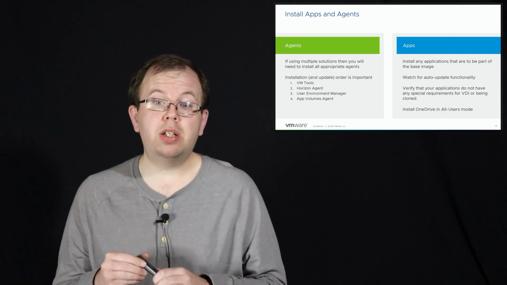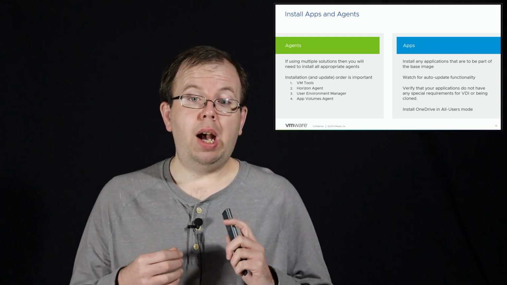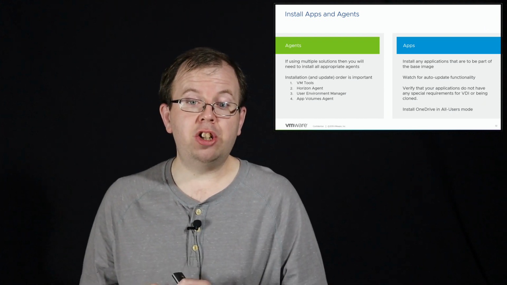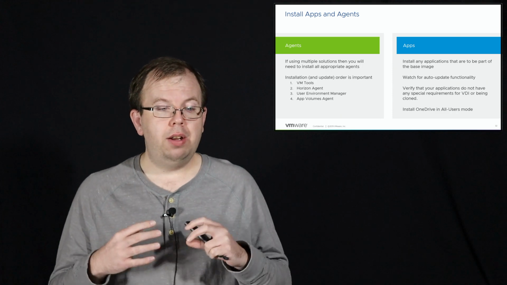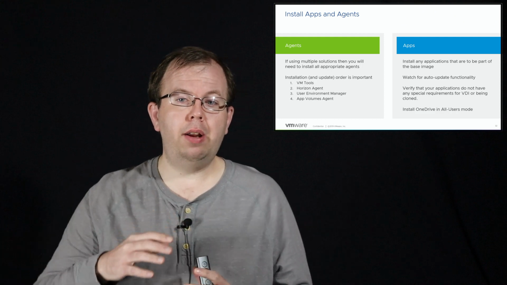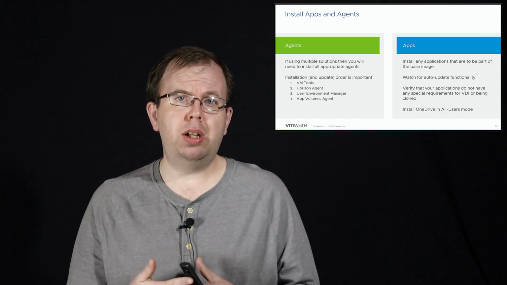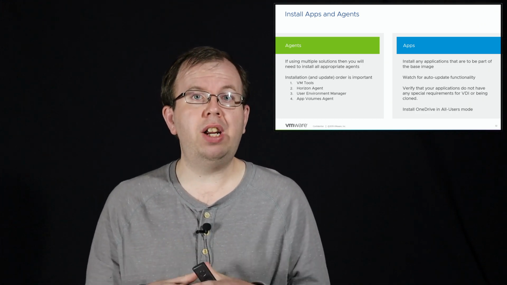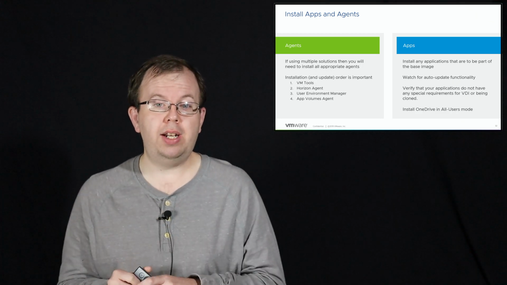After we have our agents installed, then we can start installing our applications. And this is where we install any applications that will be part of our base image. When we do this, we want to make sure that we watch out for any auto update functionality that may be installed by that application. Things like web browsers, PDF readers, even some enterprise-ish applications have built-in auto update functionality, so we will want to make sure we disable that or configure that so we can control it when we do that install.